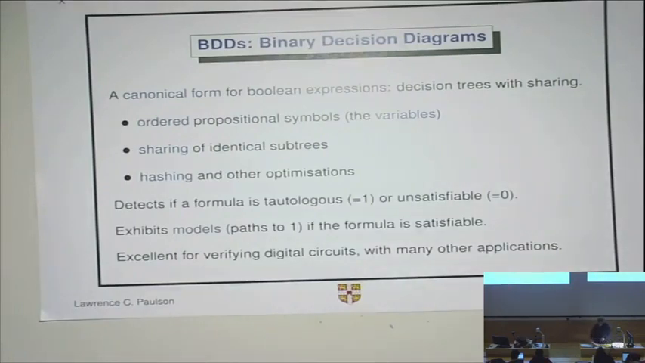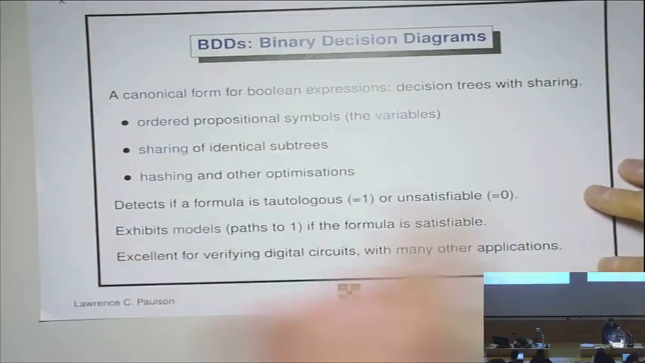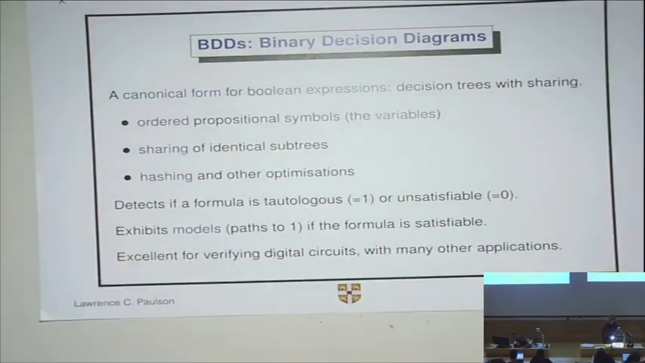Now, what can we do with these? Well, all of these claims at the bottom come from the fact that it's a canonical form. So if I have a tautology, and remember, a tautology is a formula which always evaluates to 1 whatever interpretation you put on its variables, when you convert it into a BDD, you will always get the same result, which will simply be 1.